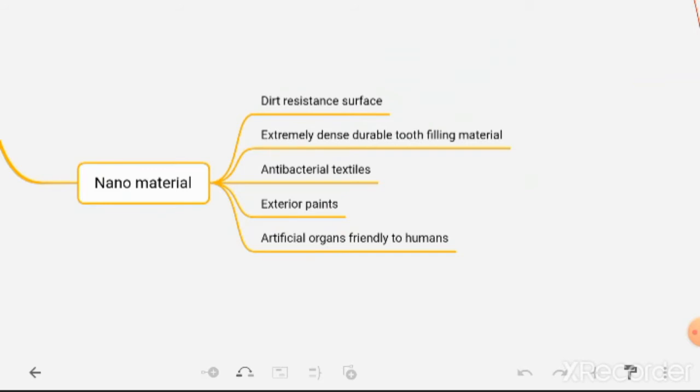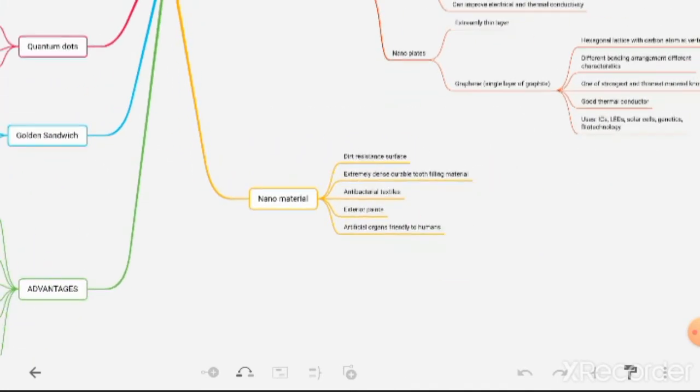Exterior paint, antibacterial textiles, extremely dense durable tooth fillings. In tooth fillings, if we use nanoparticles, then compared to what we use today, that can be beneficial. Artificial organs: research is going on about how nanomaterials can be used for artificial organs, which can be used in humans. So this is all going on.